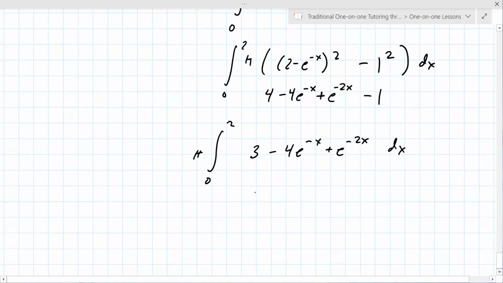Okay, now you gotta find your antiderivative. So it's 3x plus 4 e to the minus x minus 1/2 e to the minus 2x, evaluated from 0 to 2, times pi.